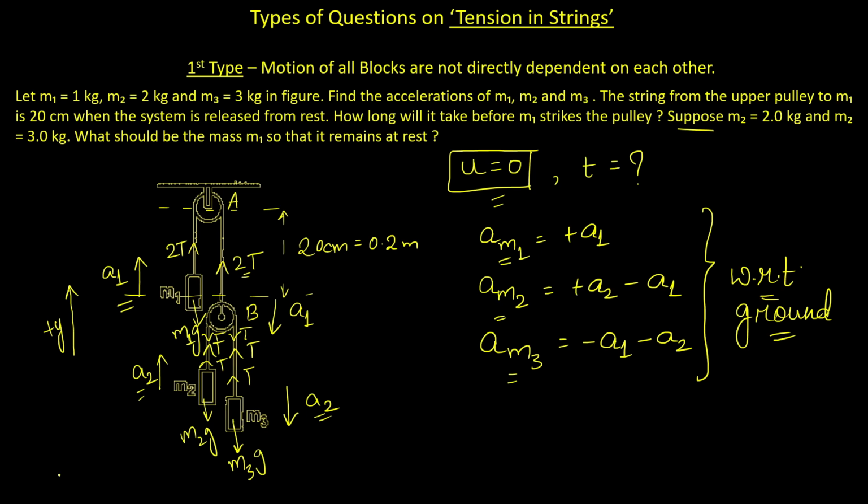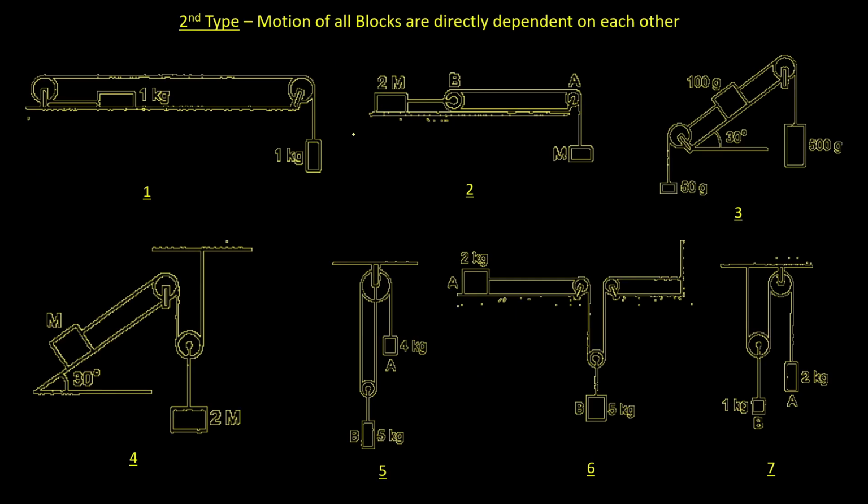Now let us move towards the second type of question. So this is the second type in which motion of all blocks are directly dependent on each other. So what does this basically mean? Well, for more clarification, I have taken a lot of different kinds of cases, like 1, 2, 3, a total of 7 cases. And also in the previous video, the second and the fourth question were totally on this second type of situation in case of tension on strings. So just go through question number 2 and 4 of the previous video also in order to find this type of question on tension on strings.